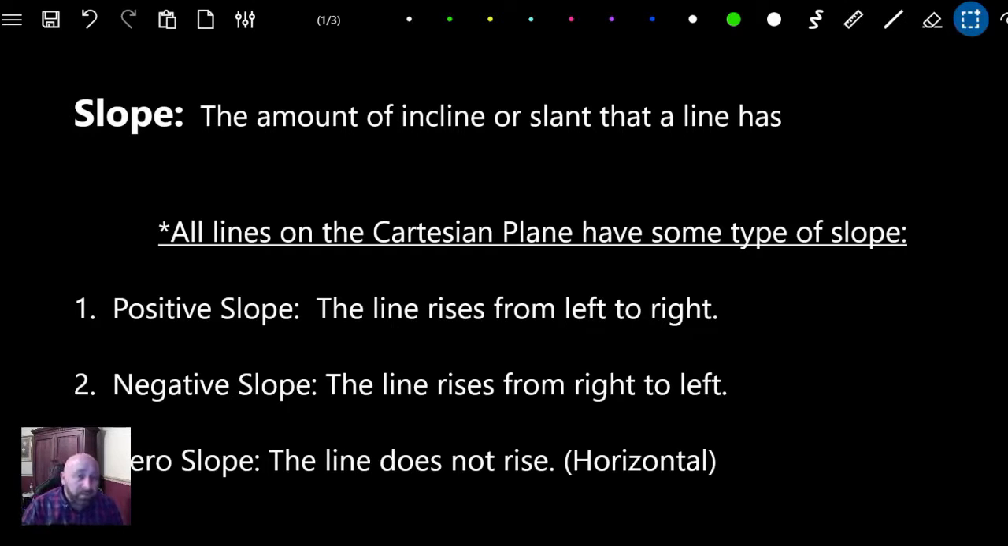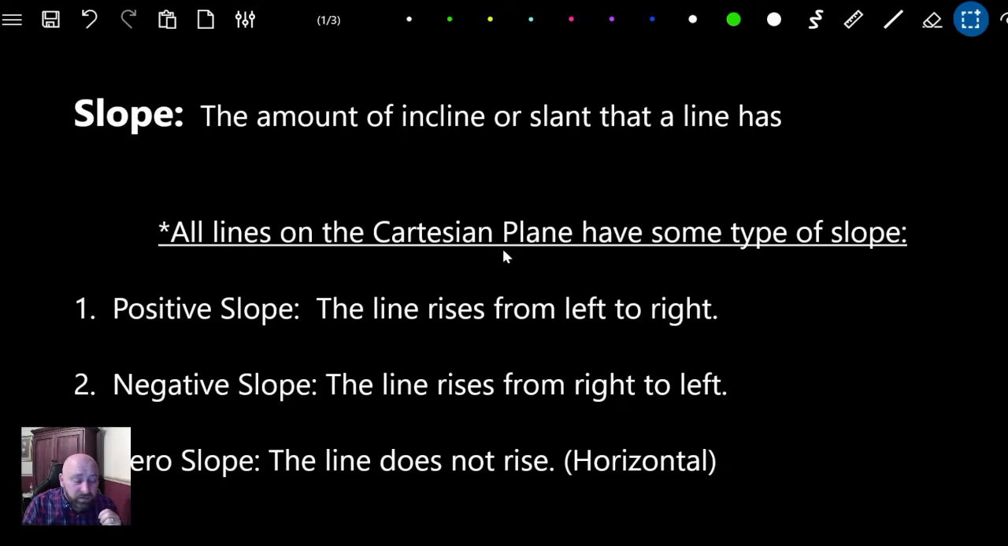So that's slope. Now, when we're on the Cartesian plane, the slope of the line tells us a whole lot about the line that we're dealing with. So we need to understand what slope is, how it works, how we can find it, all that good stuff. So notice it says all lines on the Cartesian plane have some type of slope. Now, there's four different types of slope. So every line that you see, every straight line, I'll put it that way.